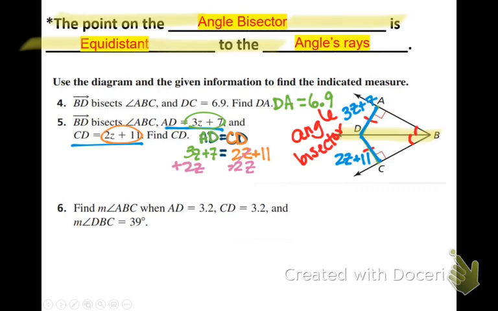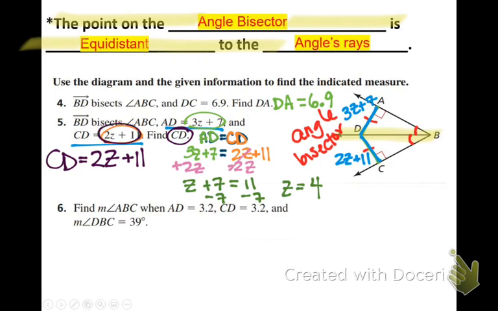On the left, we will have 1z, which we'll write z, plus 7 equals 11. Last step is to subtract 7. So z equals 4. It didn't ask what z was, it asked what CD is. So we're going to plug in. CD was 2 times z plus 11. So we'll plug in here. 2 times 4 is 8, plus 11 is 19. So CD equals 19.